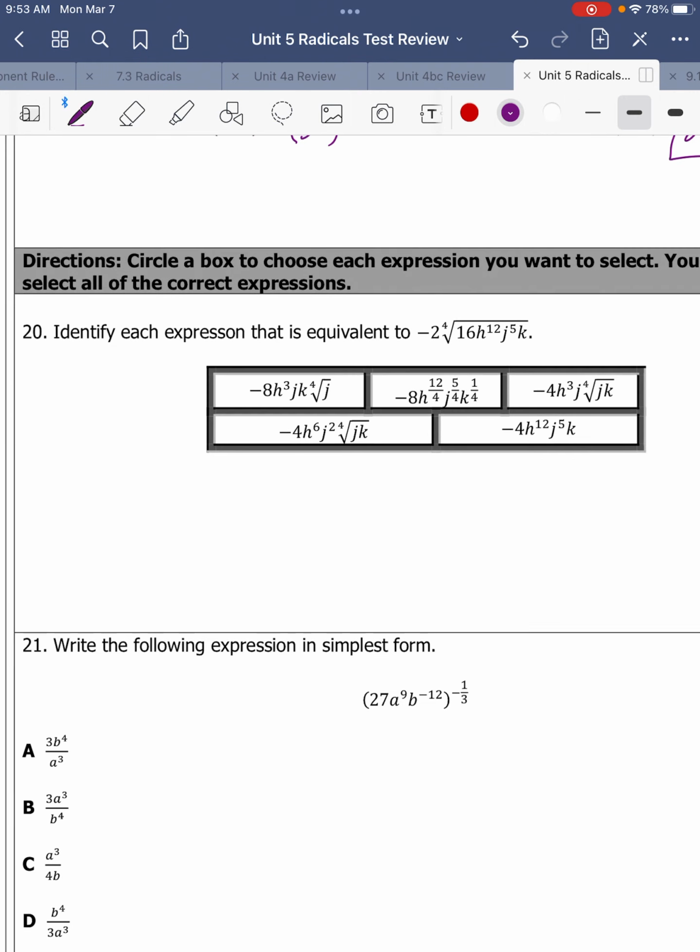All right, number 20, we have -2 4th root of 16 h to the 12 j to the 5th k. Let's simplify. The 4th root of 16 is 2, since it's four 2's. So that's going to come out. It's a -2 on the outside times 2 is -4. And it's h to the 3, j to the 5/4, and k to the 1/4.